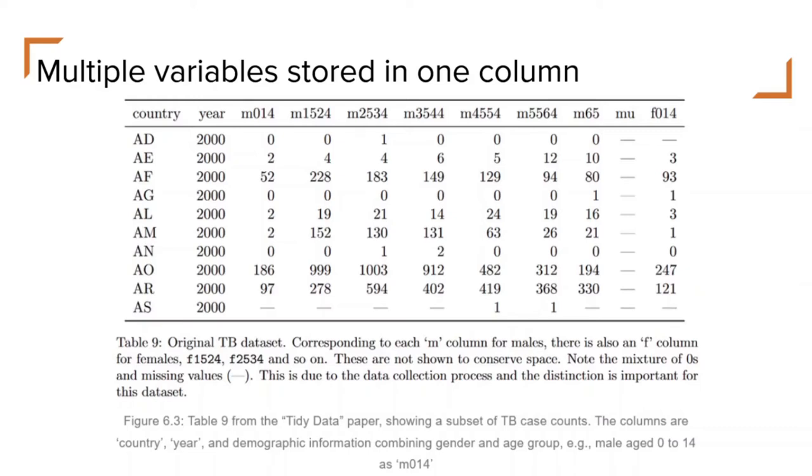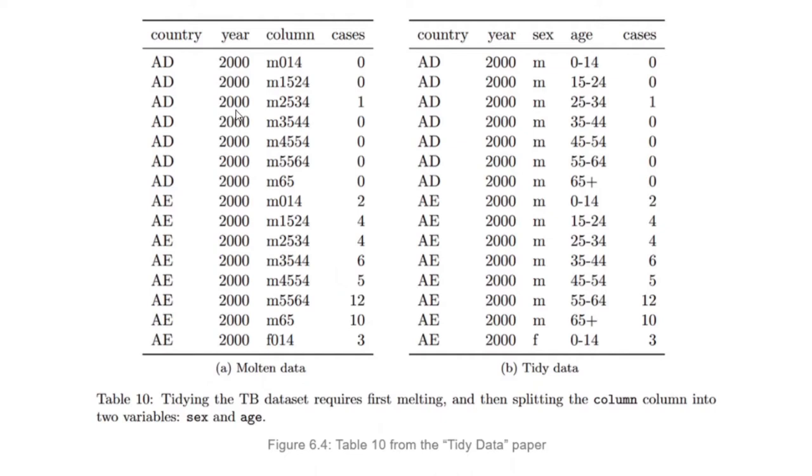So take out our piece of paper. Given this data set, what are the columns that we actually want? We want a column called country, we want a column called year, we want a column that says gender, and we want a column that says age group. So the first part, if all we did was take everything we learned in the previous example and pivot it longer, we get this example on the left, right? That's part of the way there.